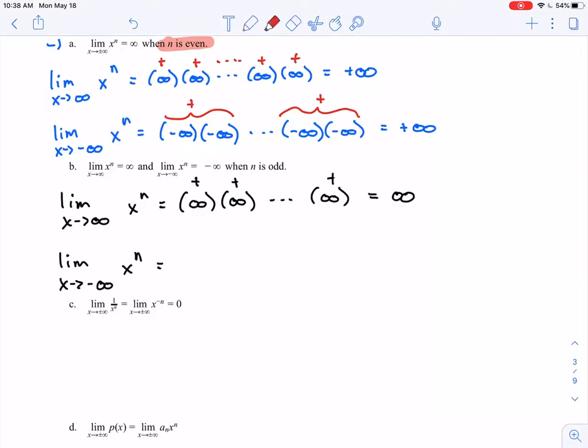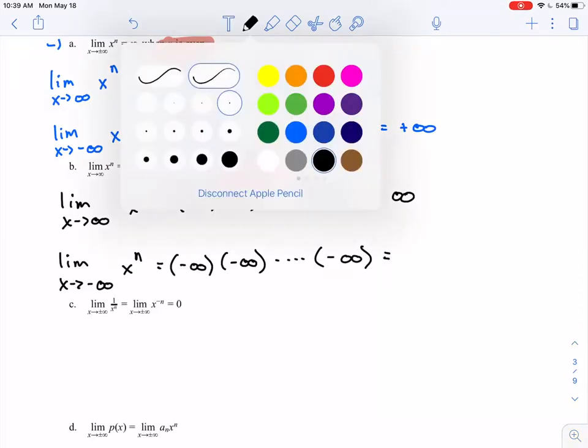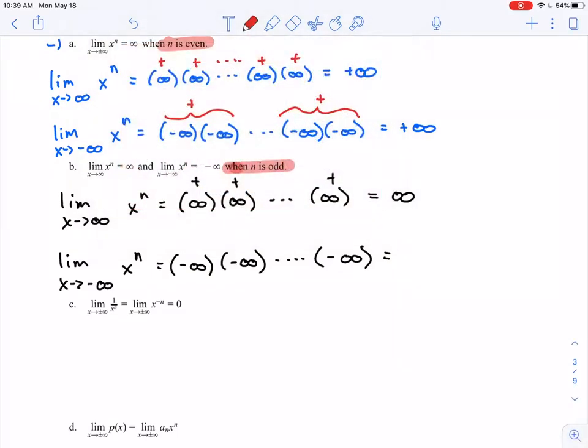And again, it all relies on this part right here. It says when n is odd here. So here I'm going to have negative infinity times negative infinity, a certain number of times, times negative infinity here. And again, I can do kind of the same thing I did in the last example where I'm going to pair off most of these.